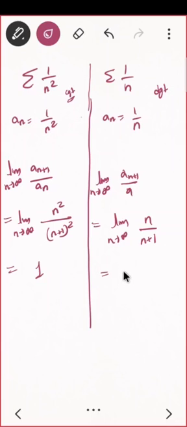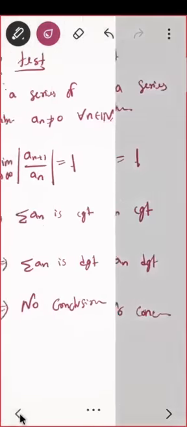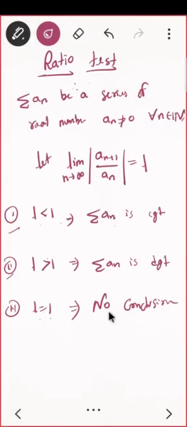Correct. So do you see that your limit of En plus 1 upon En is equal to 1 for both of them, but in one case I have the series as convergent, and in the other case divergent. So that's why we say in the ratio test, if L equals 1, we cannot conclude anything about summation of En. It may be convergent or it may be divergent. Is that clear to you?